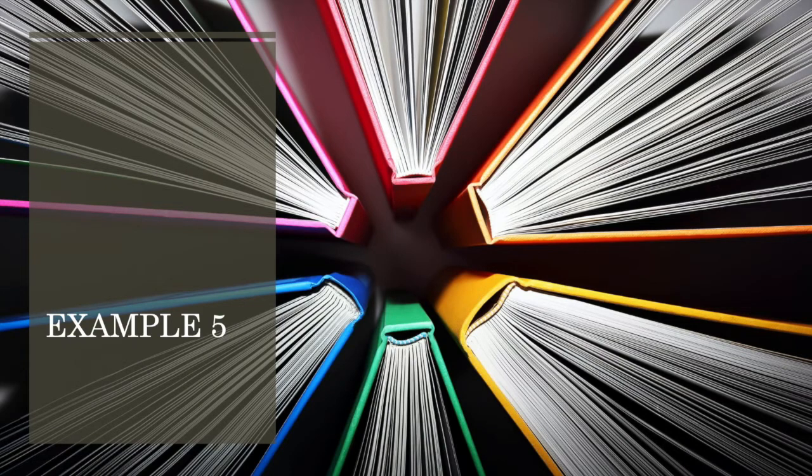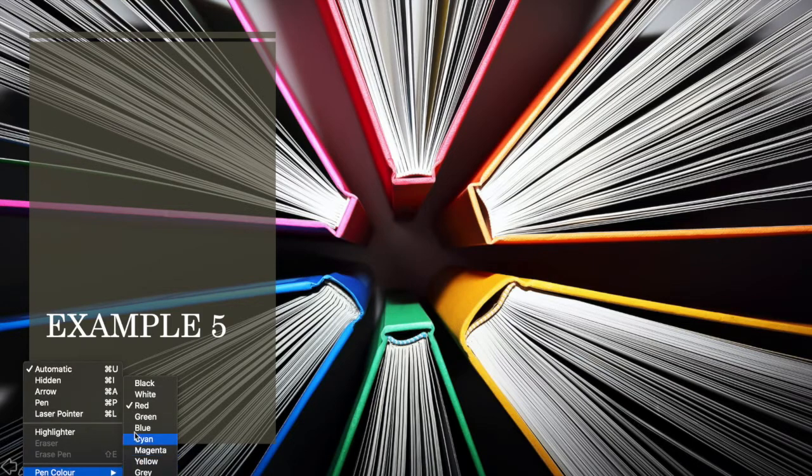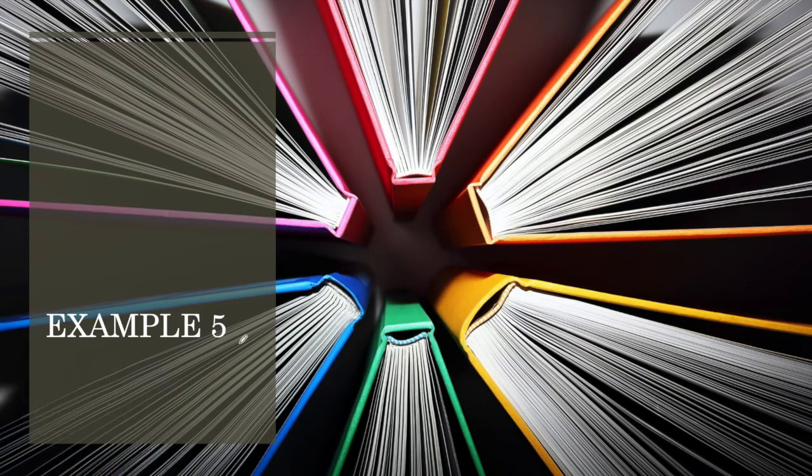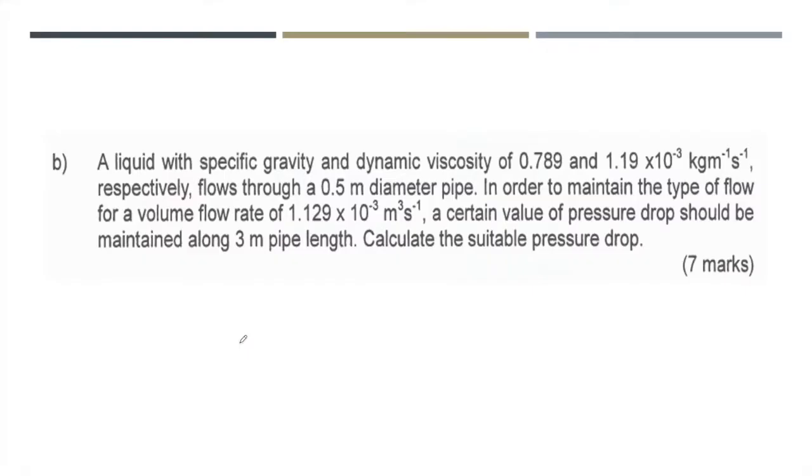CHE241 example 5. So before that I change it to black for the pen. Okay, example 5, chapter 8.1 Hagen-Poiseuille. In this example I will show you how you will apply the Hagen-Poiseuille equation for the case of laminar and straight pipe problems. Okay, this is the question.